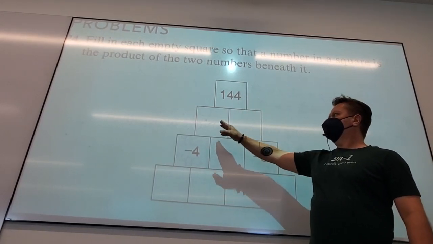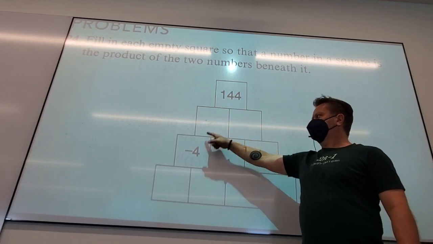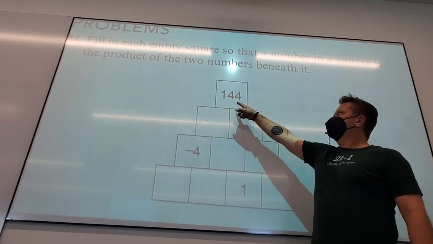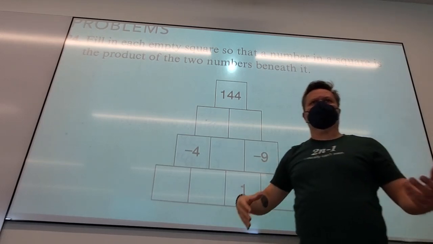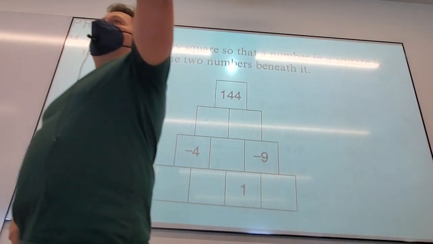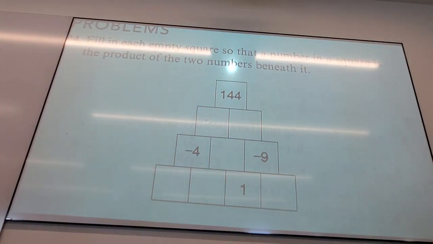So, is there a factor of 144 that has 4 as a factor? And does the other factor of 144 have 9 as a factor? So start with, how do you factor 144? 12 times 12. Well, we already said that can't work. What's another way to factor 144?